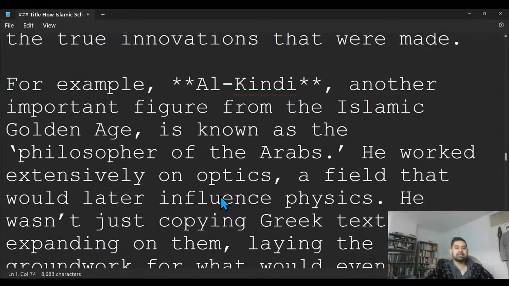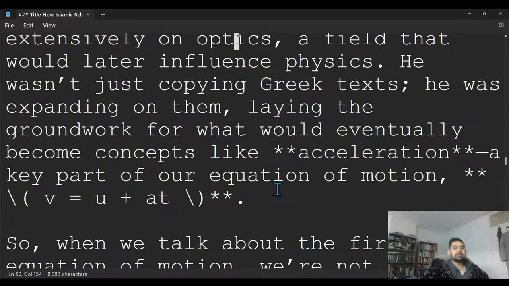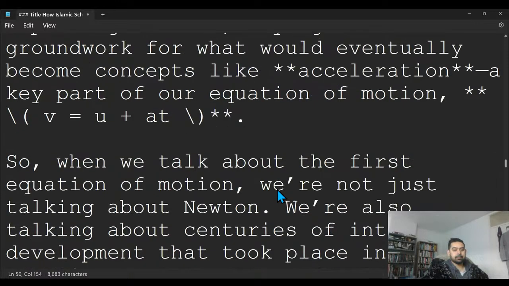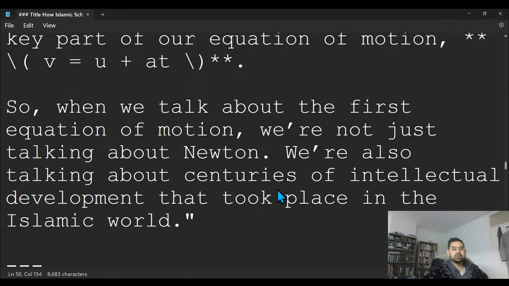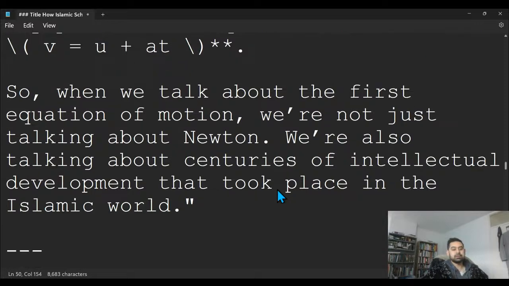For example, Al-Kindi, another important figure from the Islamic Golden Age, is known as the philosopher of the Arabs. He worked extensively in optics, a field that would later influence physics. He was not just copying Greek texts. He was expanding on them, laying the groundwork for what would eventually become concepts like acceleration, a key part of the equation of motion, V equals U plus AT. So when we talk about the first equation of motion, we're not just talking about Newton, we're also talking about centuries of intellectual development that took place in the Islamic world.